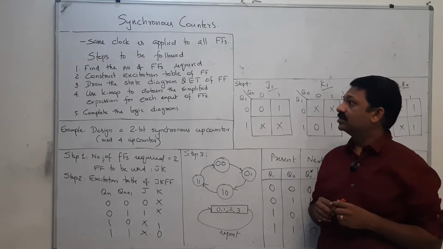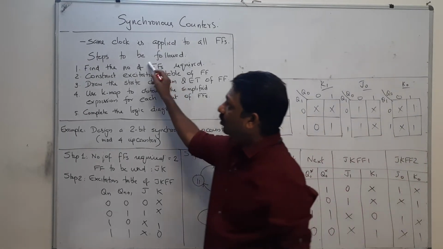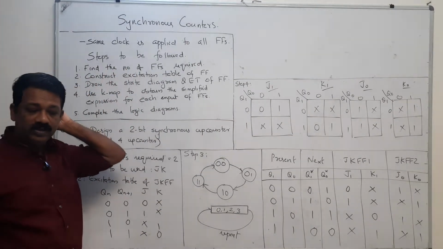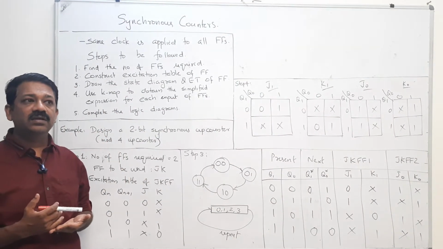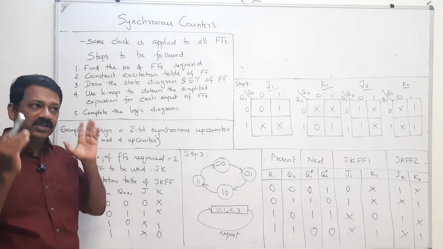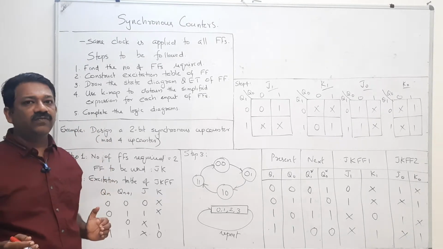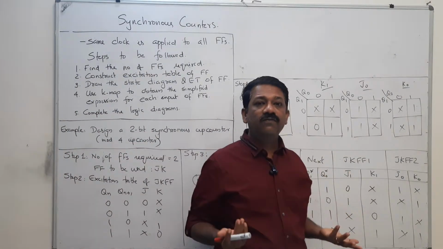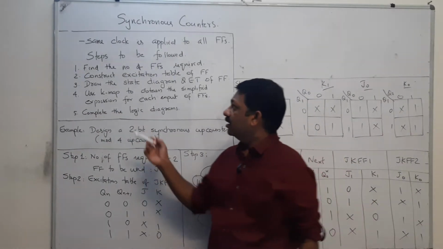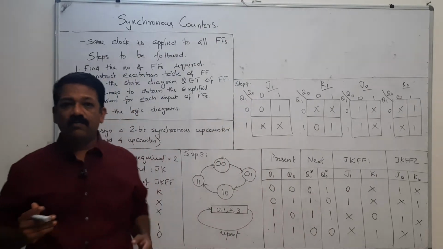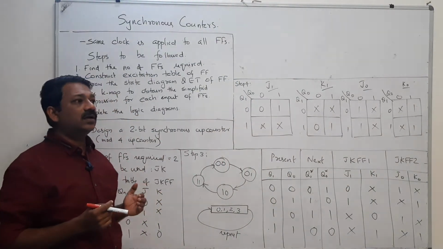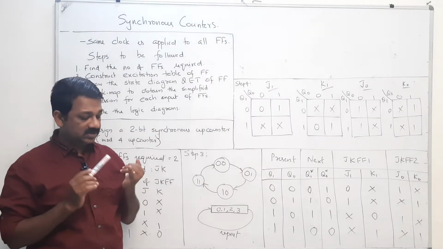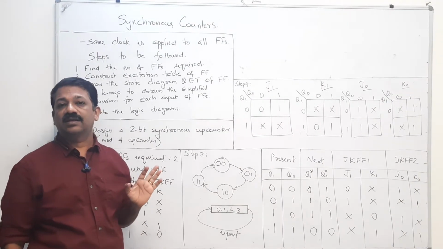Now we are going to discuss how the design of a counter can be done using synchronous counters. So these are the steps to be followed. Find the number of flip flops required. For example, if it is a 3-bit counter, then you need 3 flip flops. If it is a 2-bit counter, you need 2 flip flops. If you have a 4-bit counter, then you need 4 flip flops. And decide what type of flip flop we are going to use, whether it is J K, D, T, etc.